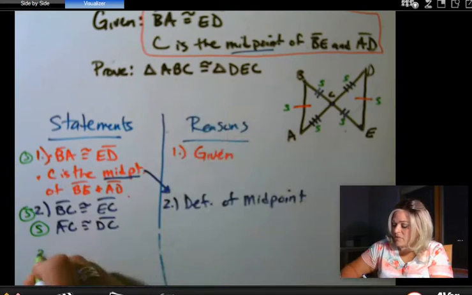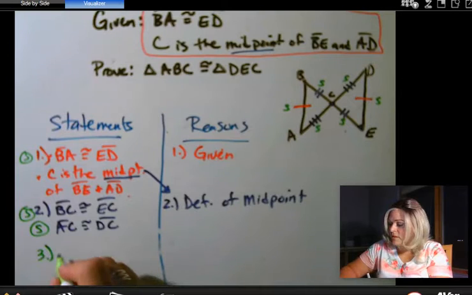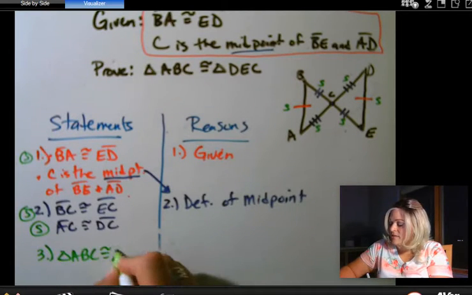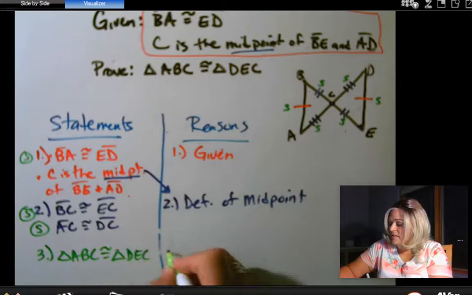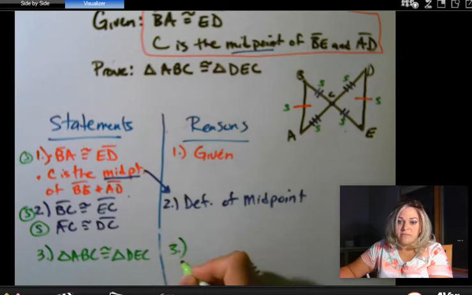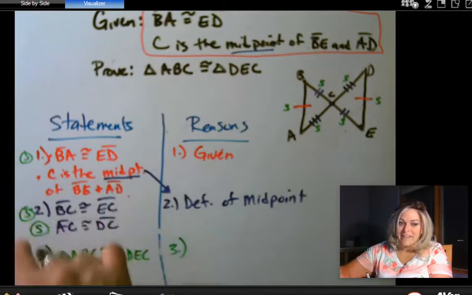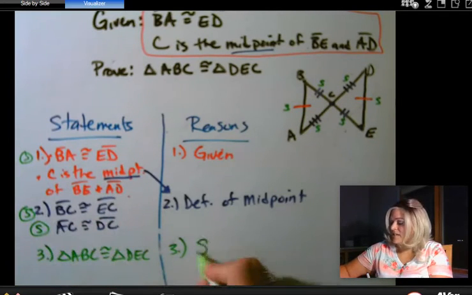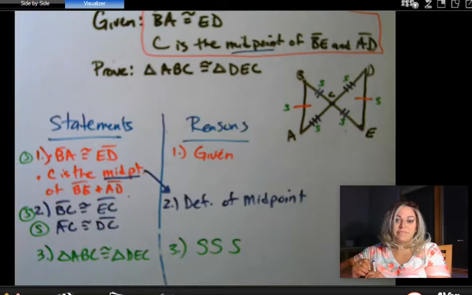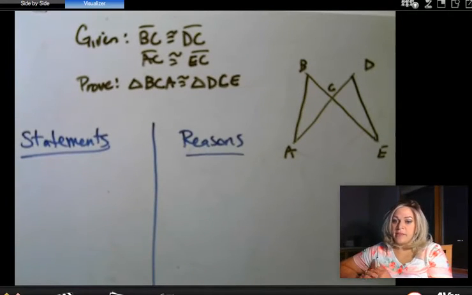So I'm going to write step 3. Triangle ABC is congruent to triangle DEC. What's the reasoning? S, S, S. Side, side, side.